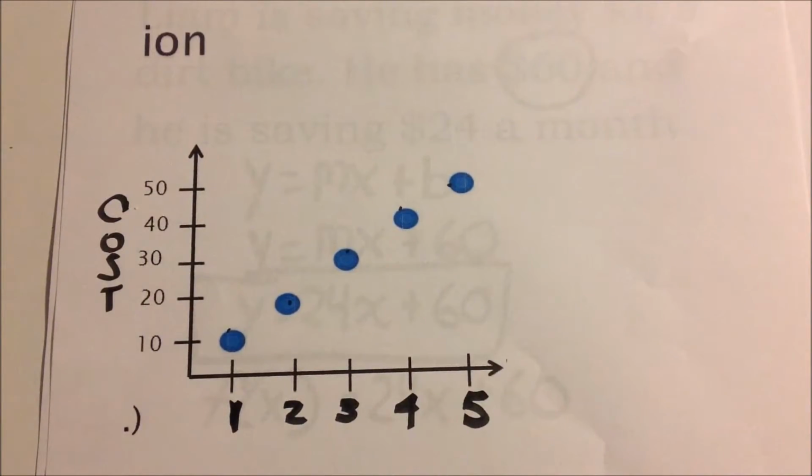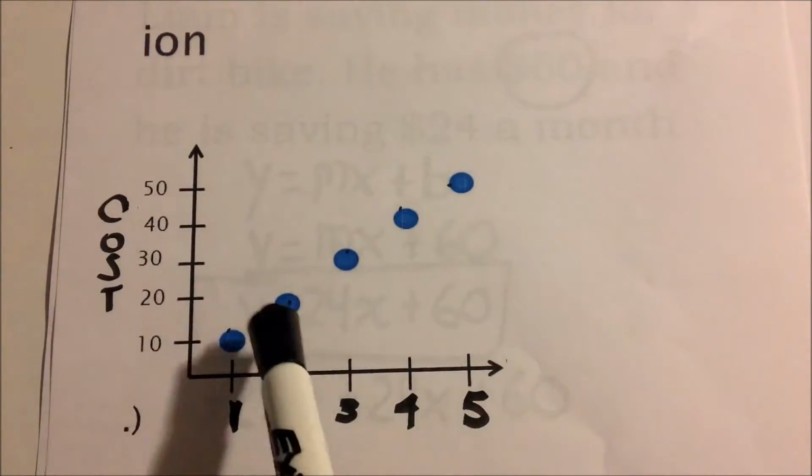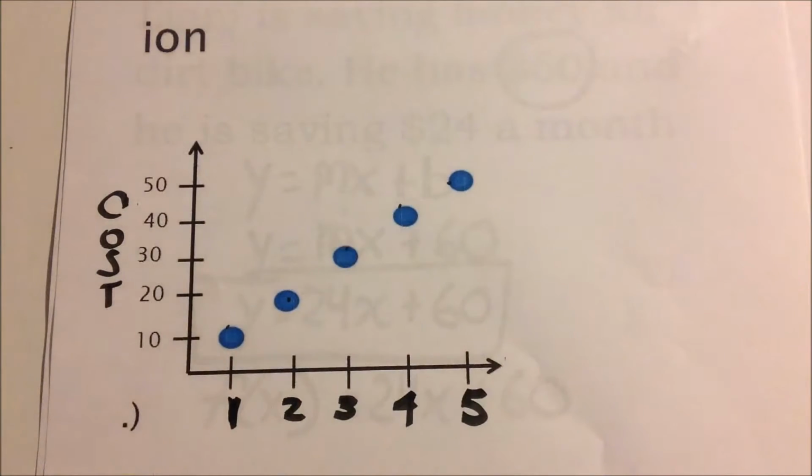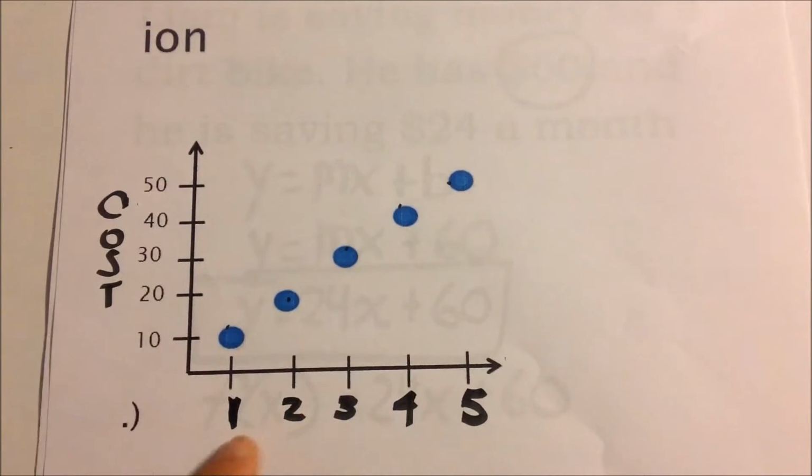So again, just to review, continuous functions take any value. With the tickets, it wasn't continuous. It was discrete. And if it's discrete, it only can take limited values. So always look at the x. The x will help you determine if it's discrete or continuous.